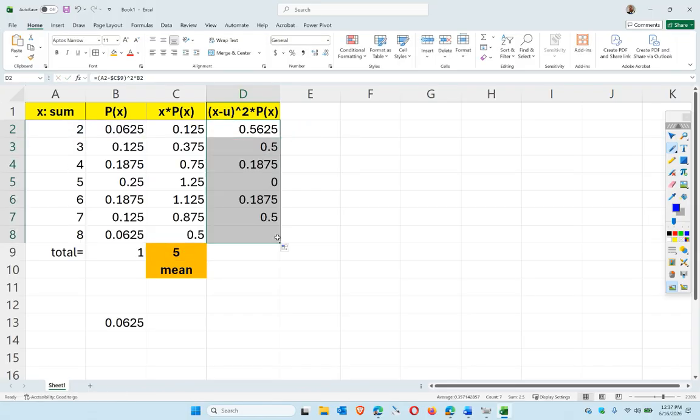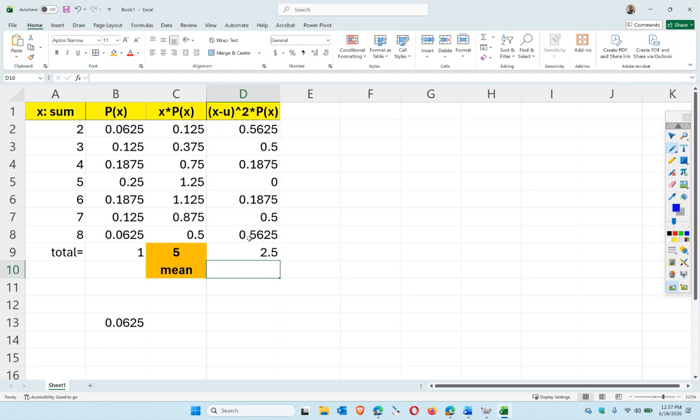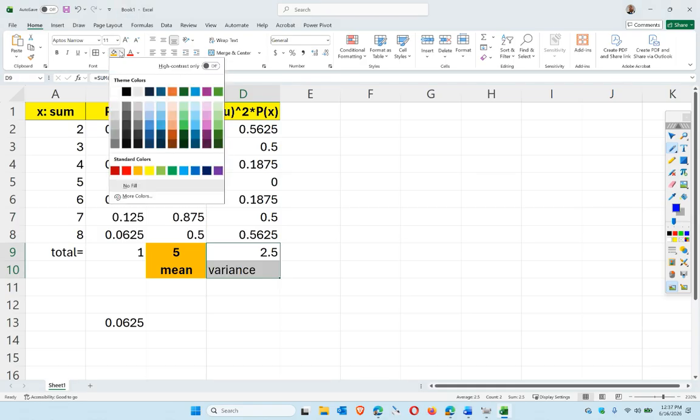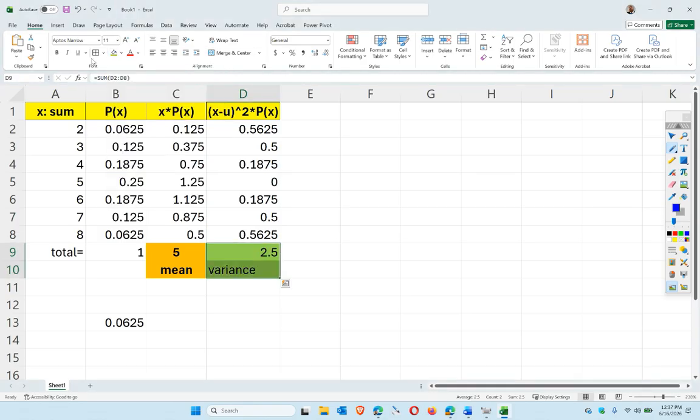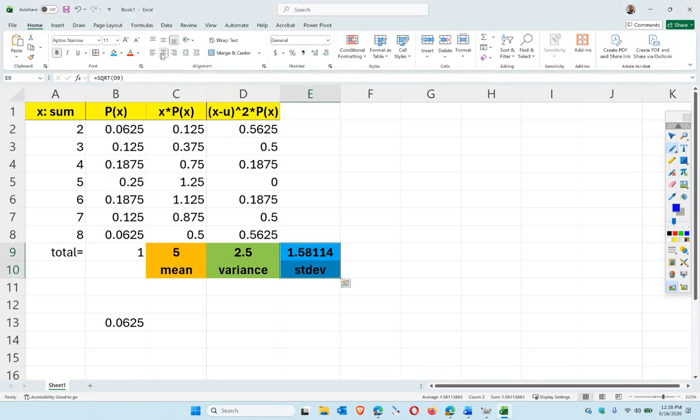So now I go down and do the sum of all of those. Hopefully it works. And I get 2.5. So that is my variance. We'll take those, green, bold, and middle. And then we'll do standard deviation, equals the square root of that answer there. And there's our standard deviation. We'll bold, blue, and center. So those are our answers.